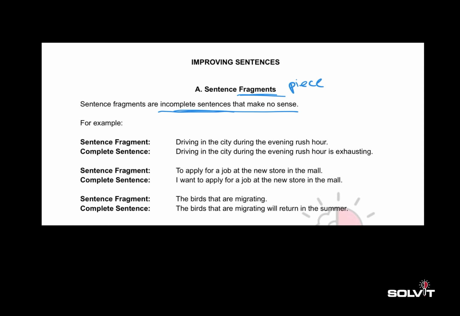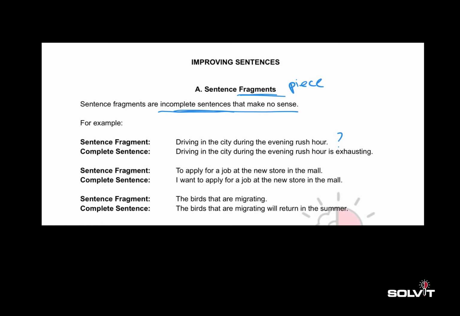Okay, so let's look at this first example over here. A sentence fragment is: driving in the city during the evening rush hour. That's it. That's the sentence, right? So there's nothing happening in the sentence. It's not giving you any information, right? The sentence is meaningless basically because driving in the city during the evening rush hour, what? Right? There's a question mark at the end, like what is happening? What is happening in the sentence? What is it trying to tell us? So this is a sentence fragment.